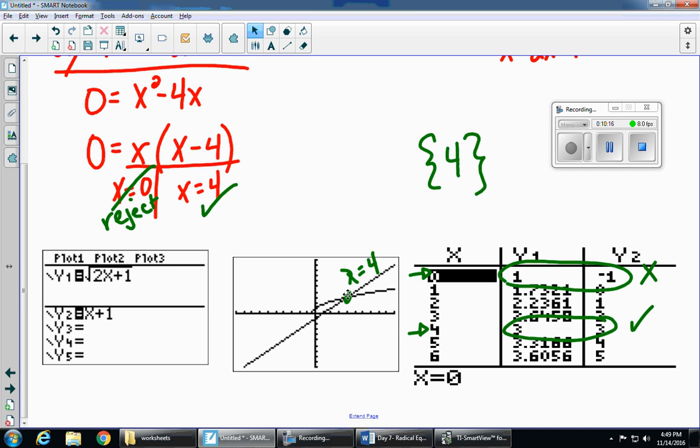So remember, radical equations, you want to isolate the radical, square both sides. Once you solve, make sure you check your answers.